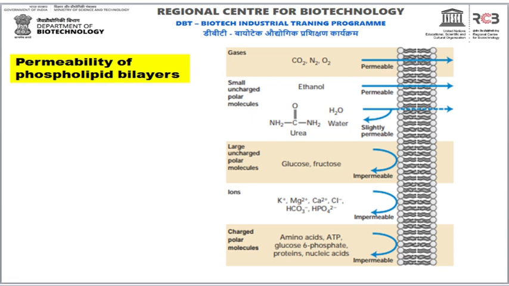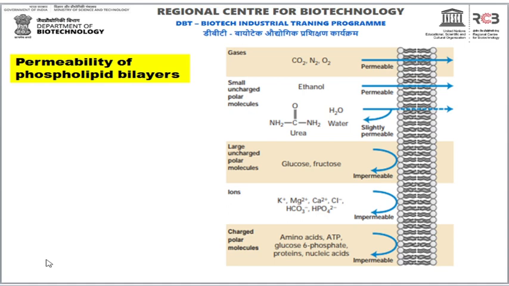So the next thing we are going to study is a highly important thing that you should study: permeability of the phospholipid bilayer. So we all know the lipid bilayer is selectively permeable. Okay. So you will see what compounds can easily pass through the lipid bilayer and what compounds are highly impermeable.